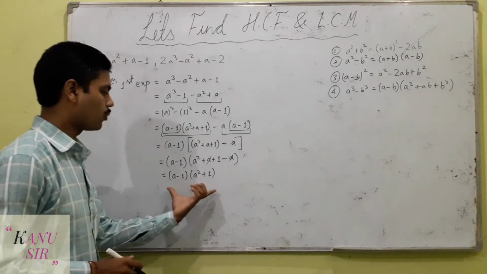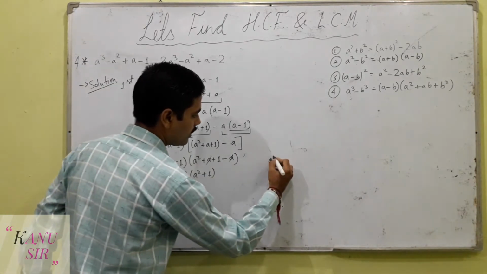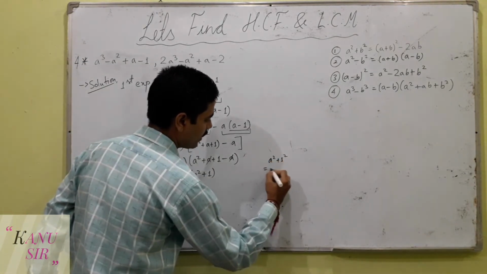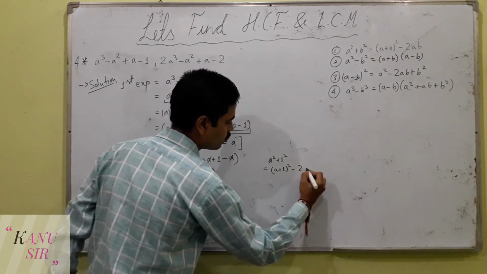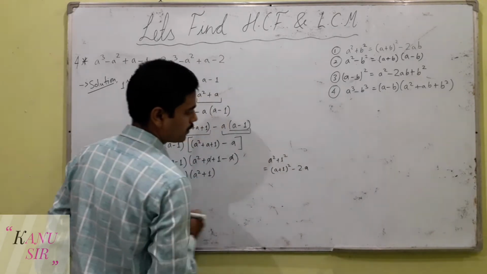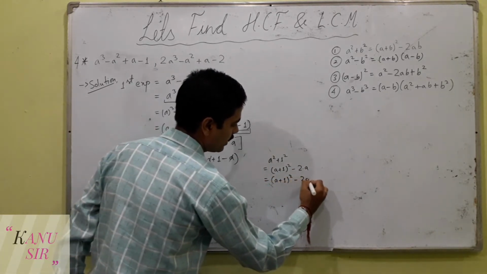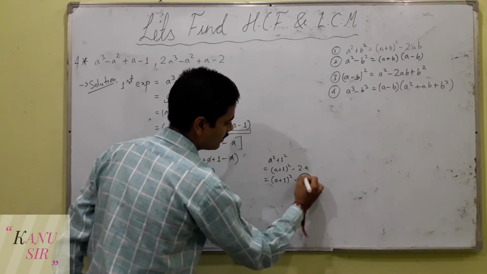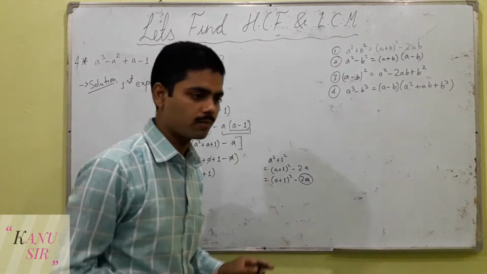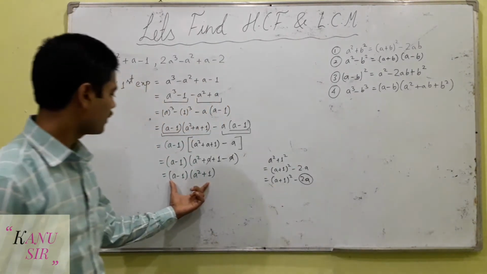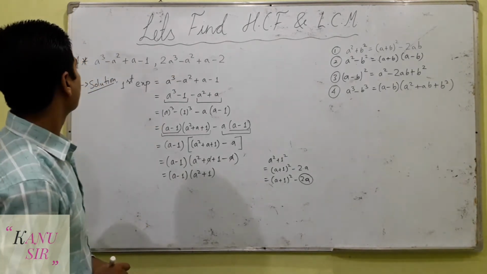After that we cannot open it anymore. If you say this can be opened, then you can check here a square plus 1 square. If you try to open it, it will be a plus 1 whole square minus 2a. Then you will get a plus 1 whole square minus 2a, and 2a you cannot change into a square form, and you cannot use the a square minus b square form. So you don't try this. It is enough after this step, and now we can go for the second expression.